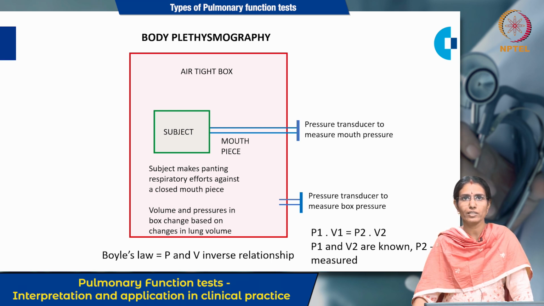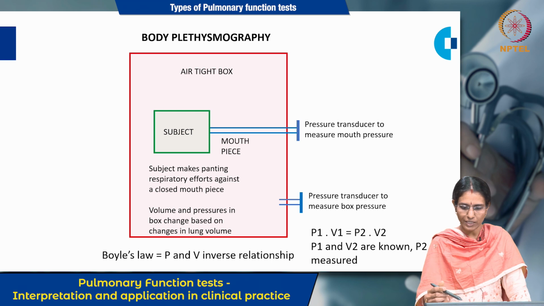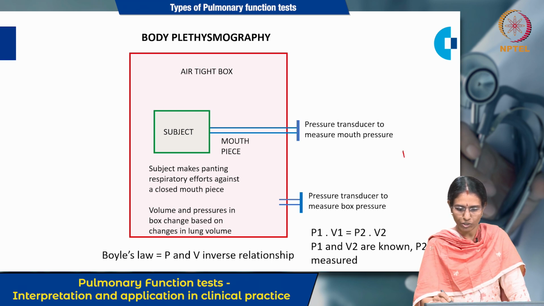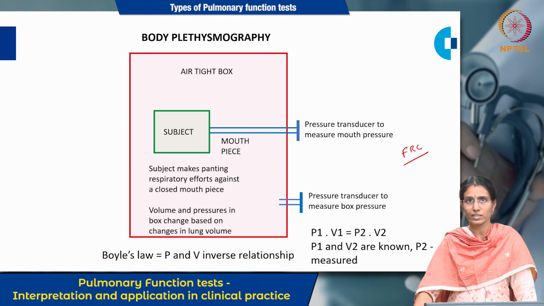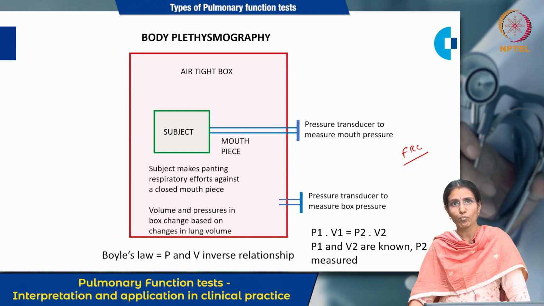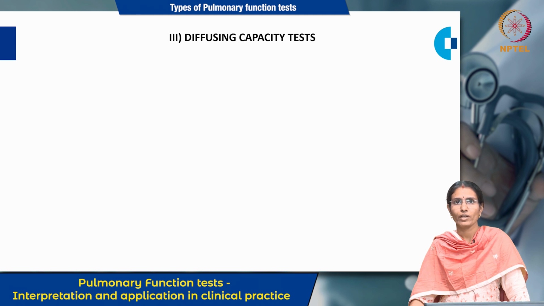So this is the principle of body plethysmography technique, which is also used to measure the volume which remains in the lungs at the end of a normal tidal expiration, called functional residual capacity. So these two techniques, helium dilution technique and body plethysmography technique, help in measurement of FRC, or functional residual capacity. Now, we have seen two tests of lung function.